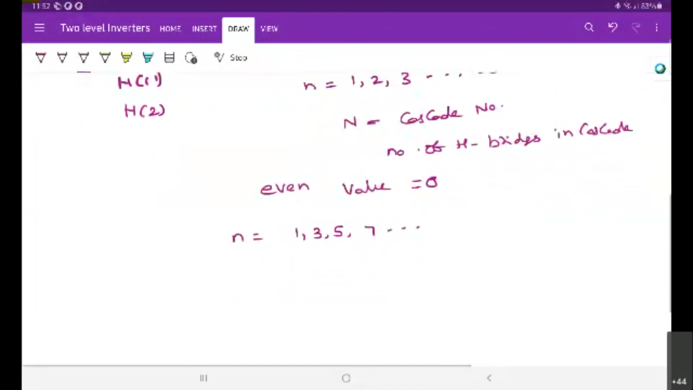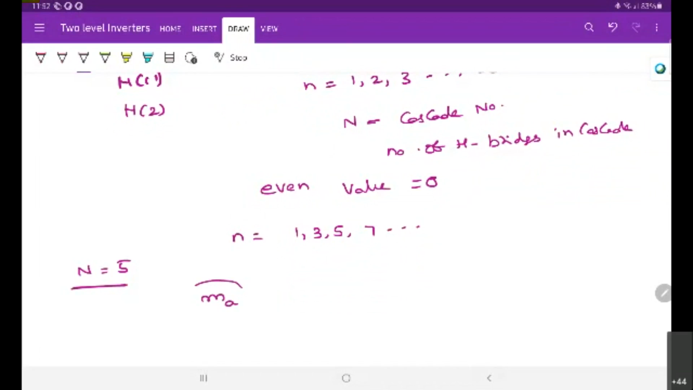Now our objective is, for example, consider capital N equal to 5. That means 5 H bridges are in cascade. So now we need to define the modulation index MA.